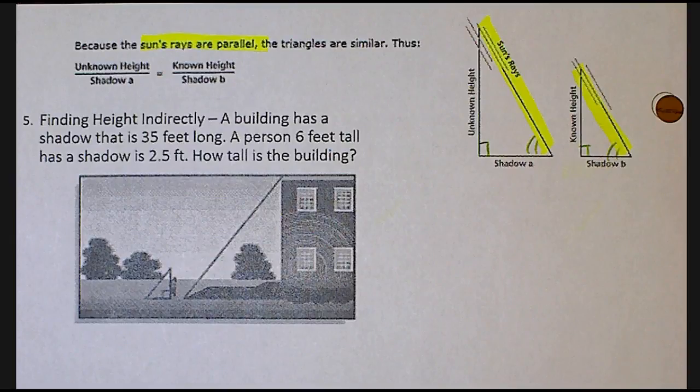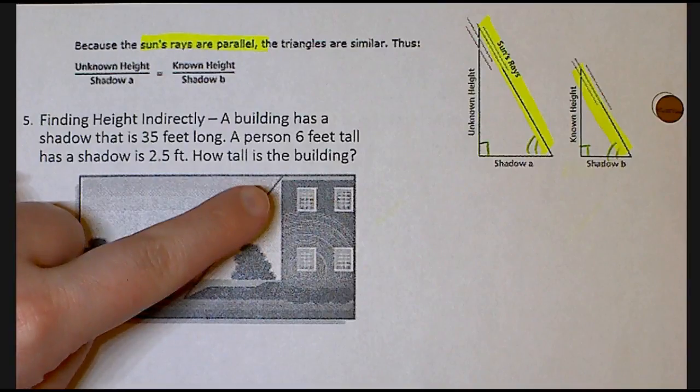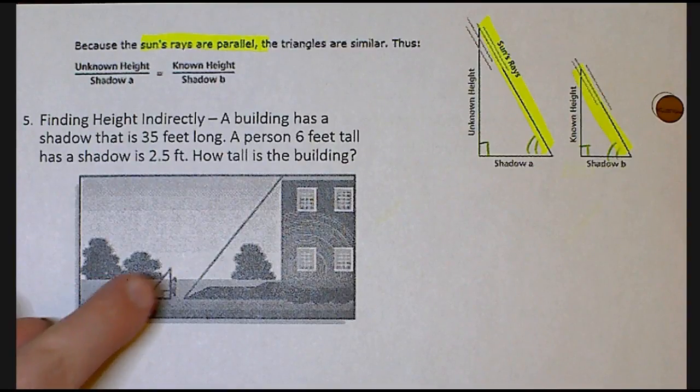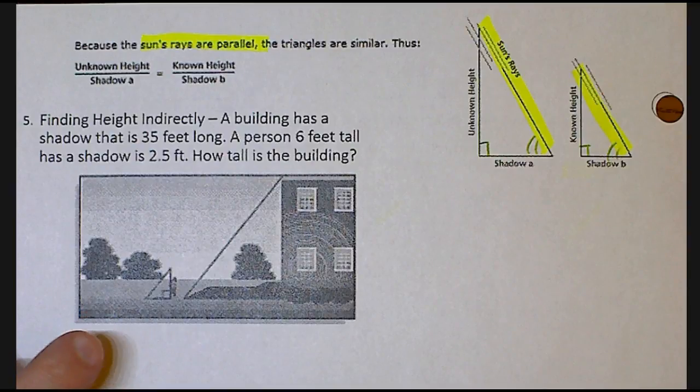This is called finding height indirectly because you're not going to actually take a measure tape or a ruler or a meter stick and go up the side of this building and measure how tall it is. That would be too difficult. So what we can do is calculate, based on a proportion, if our person relative to their shadow is a certain ratio, then the building relative to their shadow must be the same certain ratio.